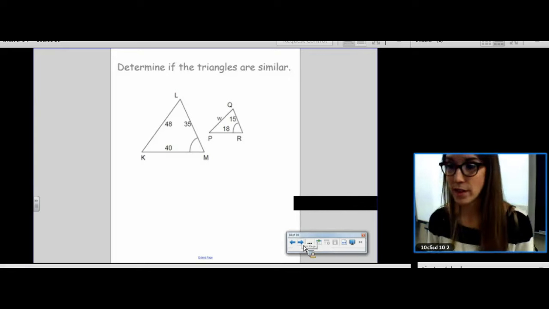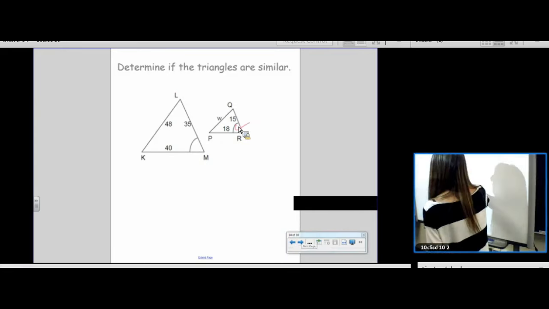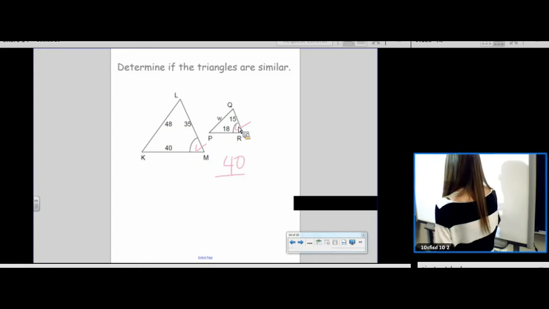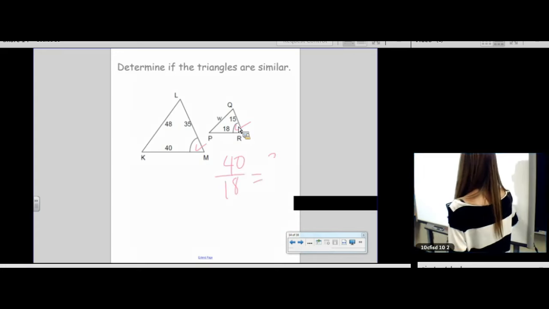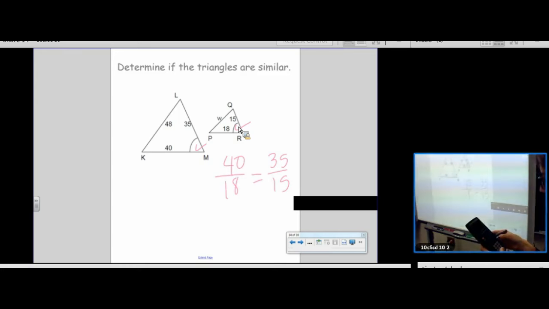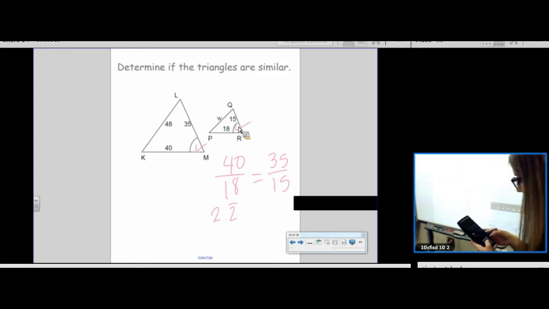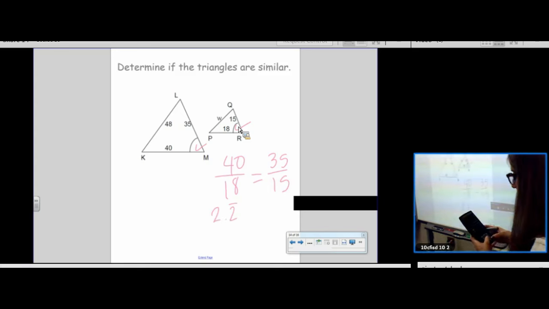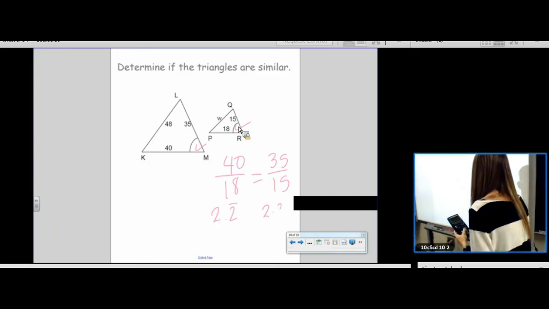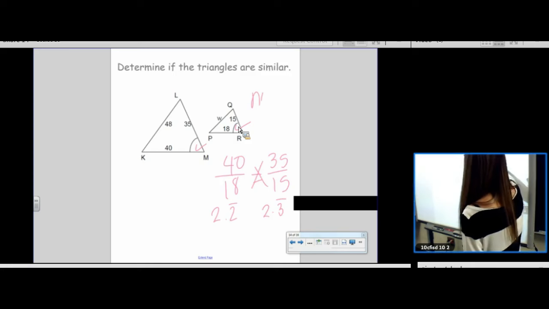Here's an example of when they're not similar, okay? So we've got an angle, cool, check. 40 is to 18 as 35 is to 15. Let's make sure that those proportions are equal. I don't really care what I get, but I do care whether they match or not. Oh no, those do not match. Therefore, we would write none.